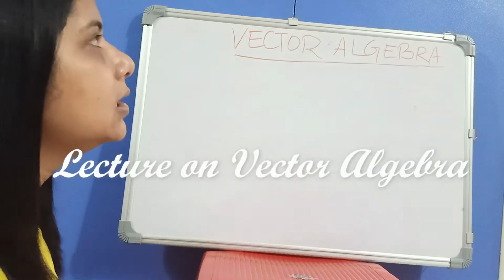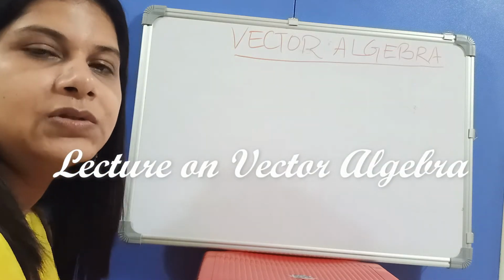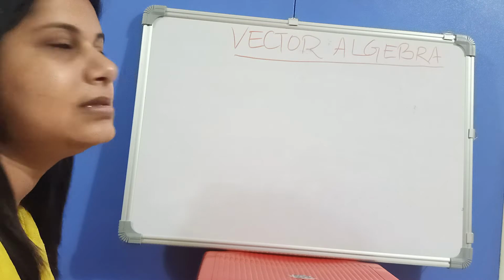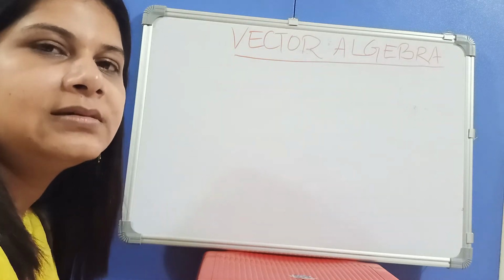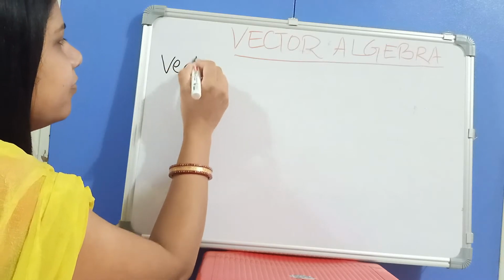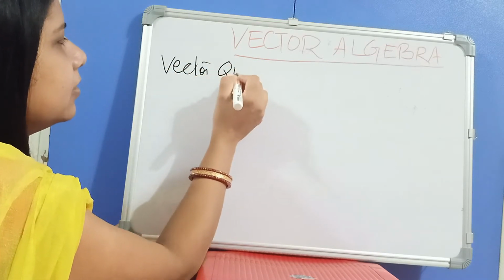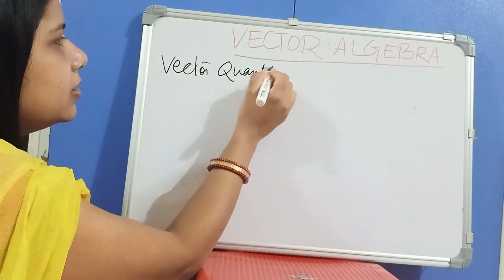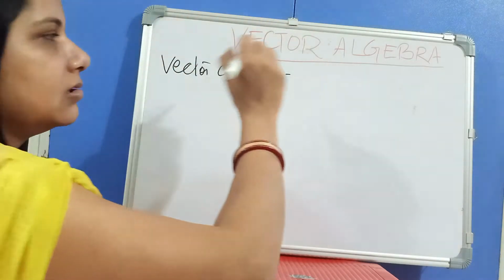So today's chapter is vector algebra. For that we need to know what is a vector quantity and what is a scalar quantity. So what is a vector quantity? It is a quantity which has both magnitude and direction.